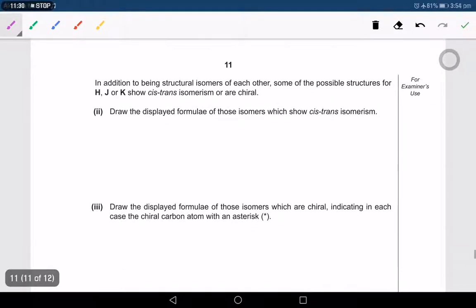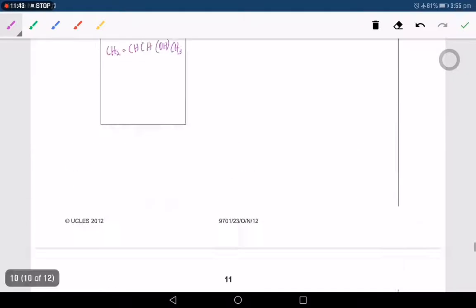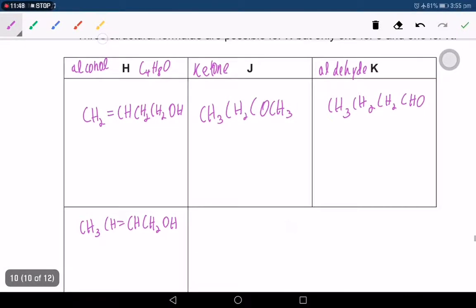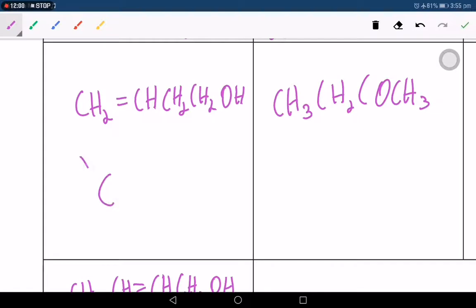In addition to being structural isomers of each other, some of the possible structures for H, J, or K show cis-trans isomerism. Draw the display formula for these isomers which show this cis-trans isomerism. Cis-trans isomerism occurs due to limited rotation about C=C double bonds. You must observe that C=C double bonds are possible. Cis-trans is not possible in the first one. Why? Because the 2 groups are the same, they cannot have cis-trans.